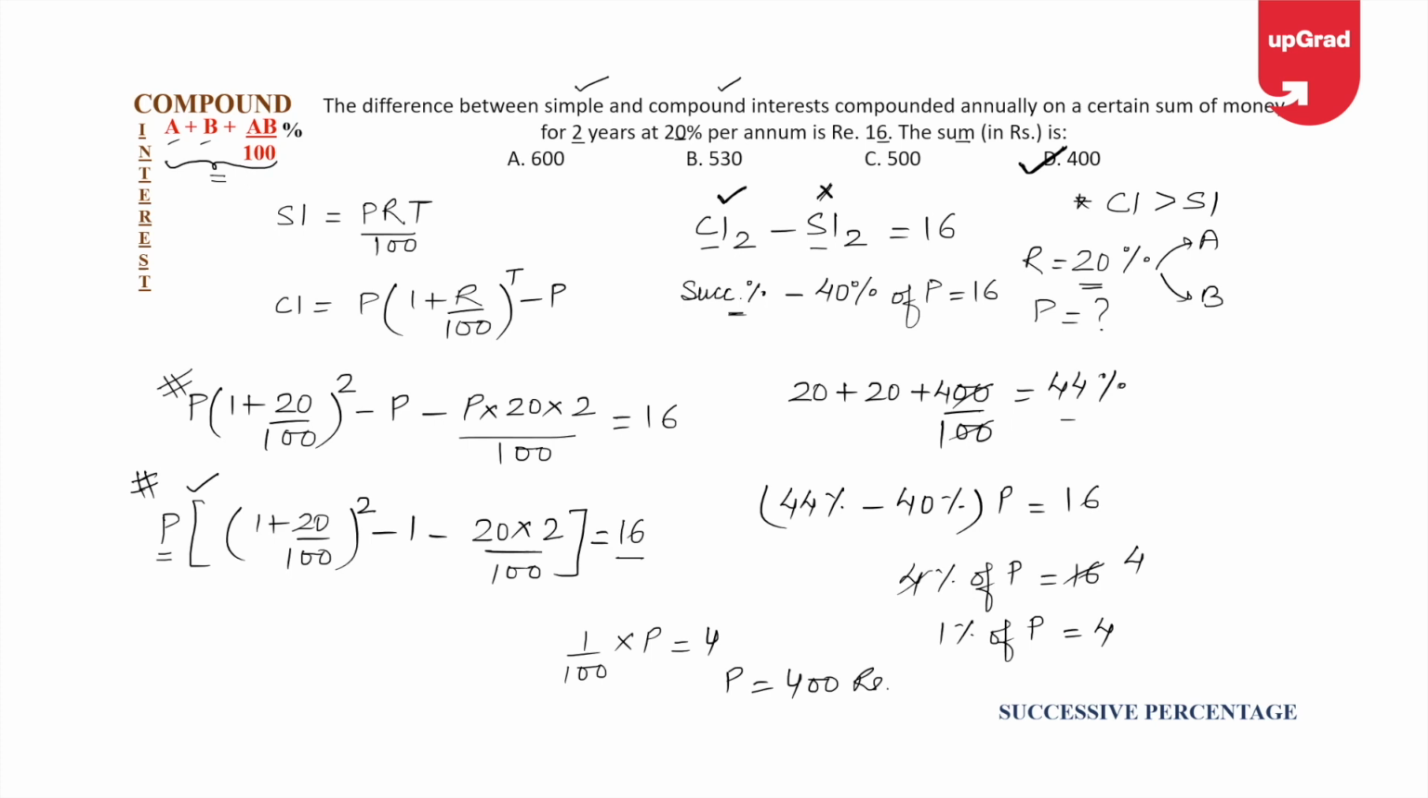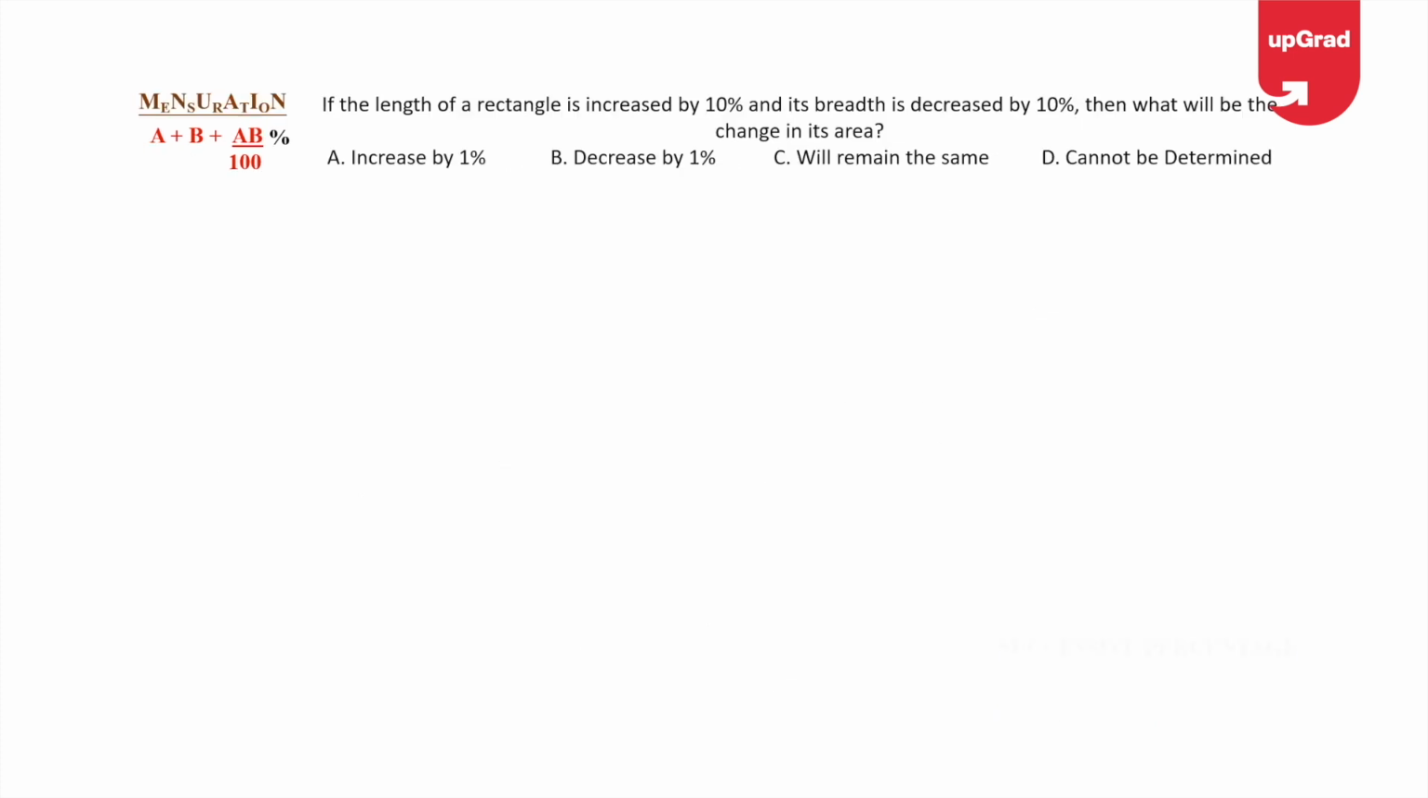Wherein, if we were following the traditional method, we were not in a position to solve it actually. So this is the basic and the most important benefit of having a concept like this. And remember, this is just one such application. There are a few more left. Let's take quickly another question.